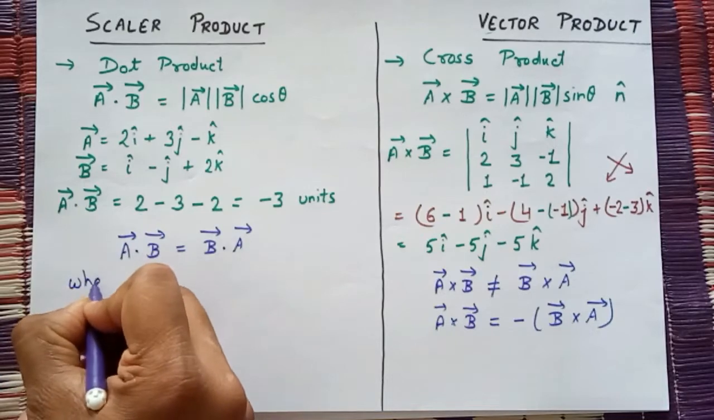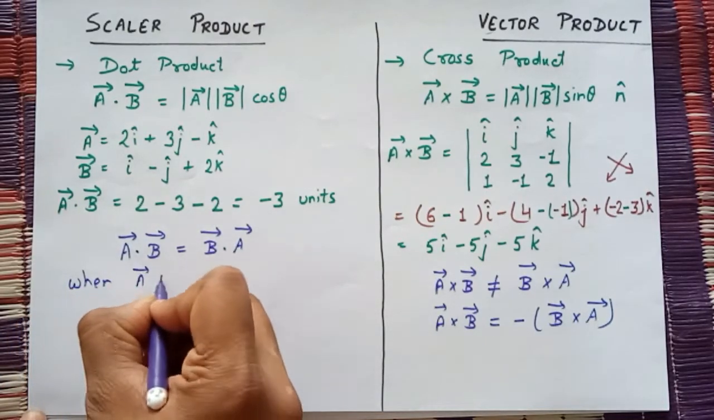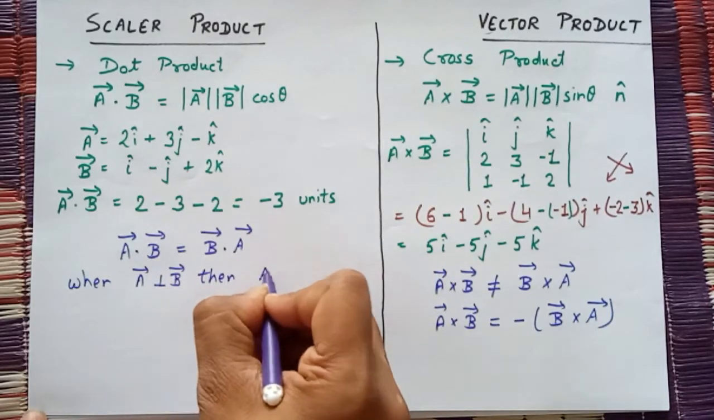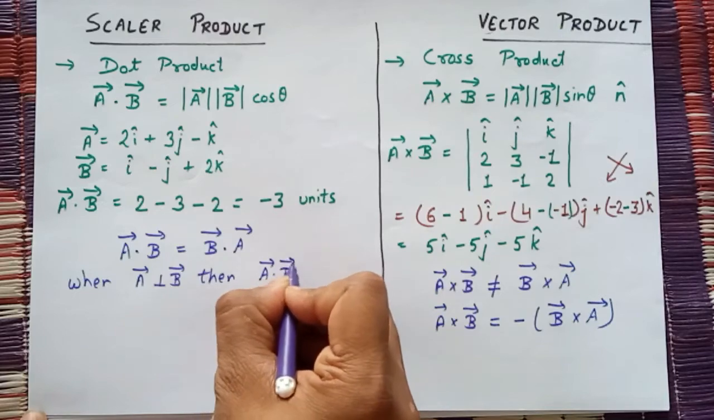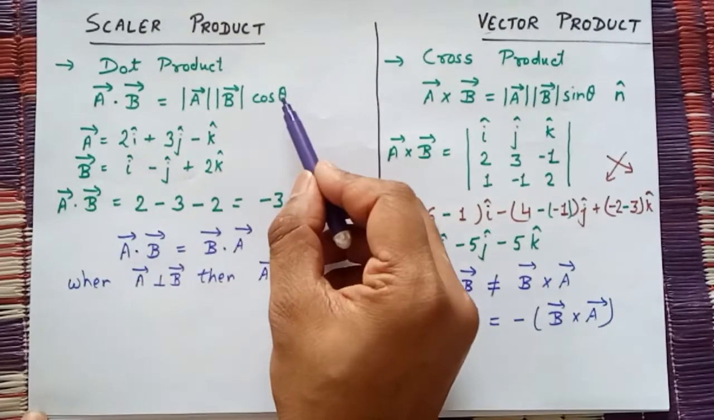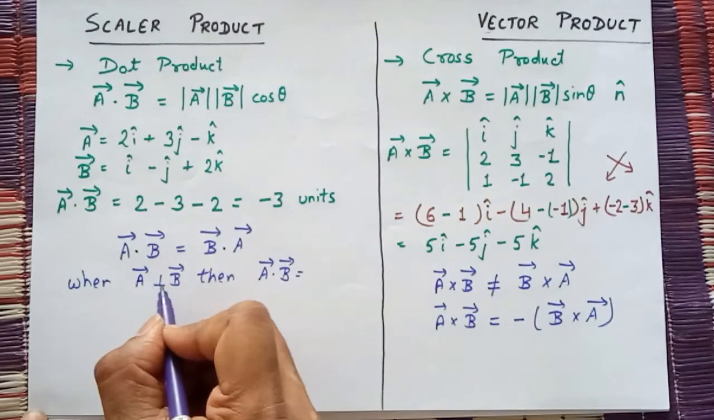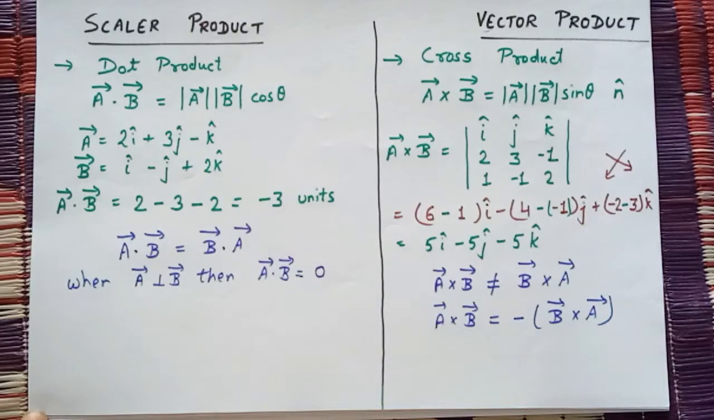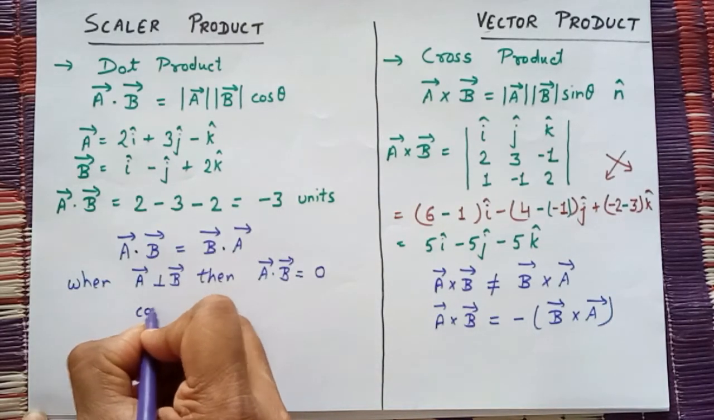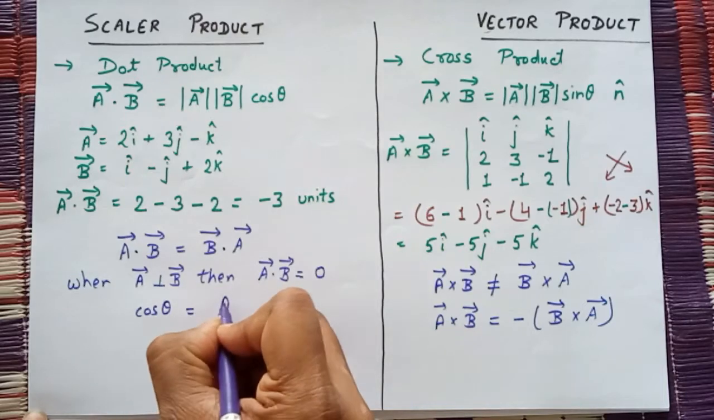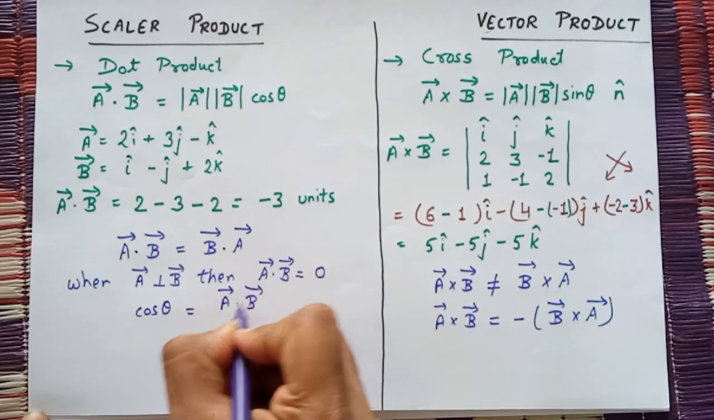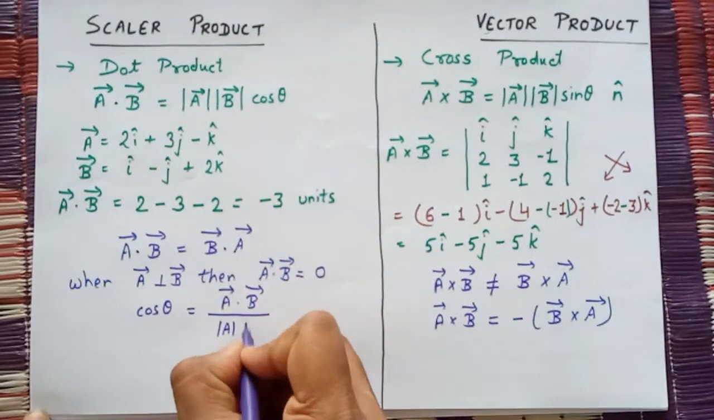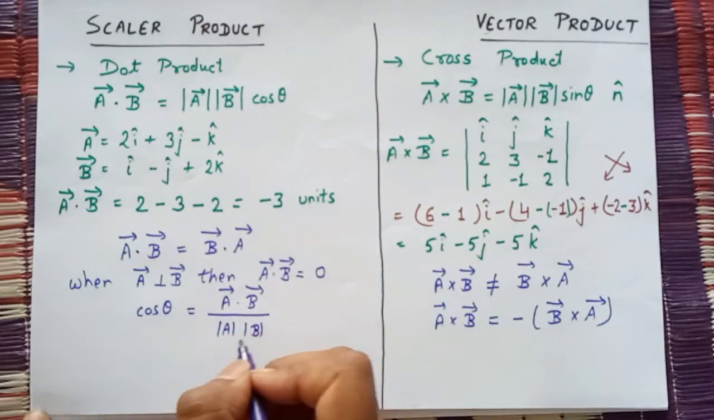When A vector is perpendicular to B vector, what will be A dot B? A dot B will be AB cos theta. Theta is 90 because the vectors are perpendicular. So cos 90 is 0. Hence A dot B will be 0. Similarly, if I want to find the angle, cos theta will be A vector dot B vector upon, taking these two towards the left-hand side, mod of A mod of B. This will be the cos theta.